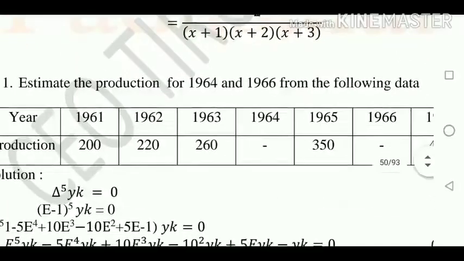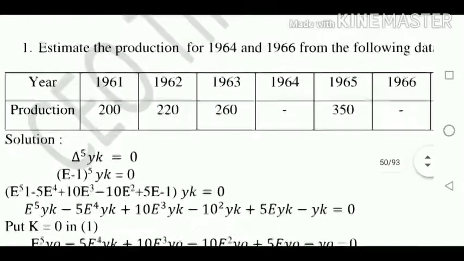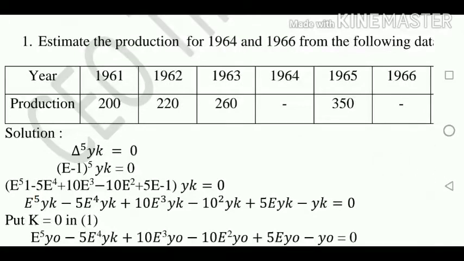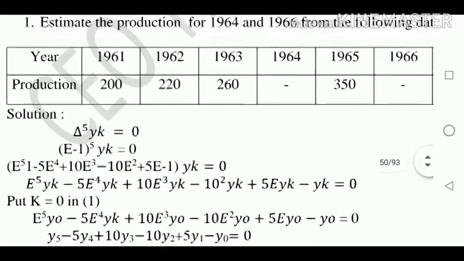So next question: estimate the production for 64 and 66. Here there are 2 terms missing. The total number of terms is 6. We are taking from y naught, therefore delta power 5 y k equal to 0. E minus 1 whole power 5 y equal to e power 5 minus 5 e power 4 plus 10 e power 3 minus 10 e square plus 5e minus 1 into y k equal to 0.